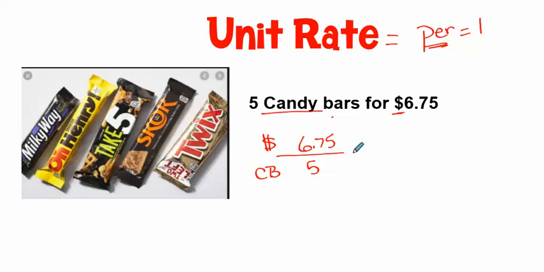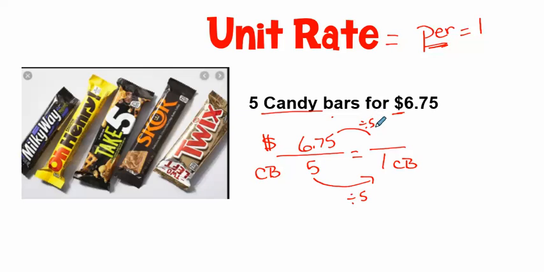Okay, but now again, remember, I just wanted one candy bar. Now I'm just trying to figure out how did I go from 5 to 1? I got smaller, so that means I'm dividing. So you have to think about what am I dividing by? Well, I'm dividing by 5. Then that means I have to do the same at the top. So if I divide by 5, I'm going to grab my calculator.